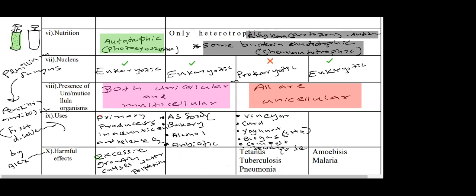Okay, harmful effects, you can write: cause diseases. Fungus, right? Cause diseases to man and other animals, even plants. Some fungus can cause disease to plants. So write plant diseases, to man, animals and plants. You can write all three. Example, you have aluhum. Aluhum is a disease, but it's not a deadly disease. It's a fungal disease.